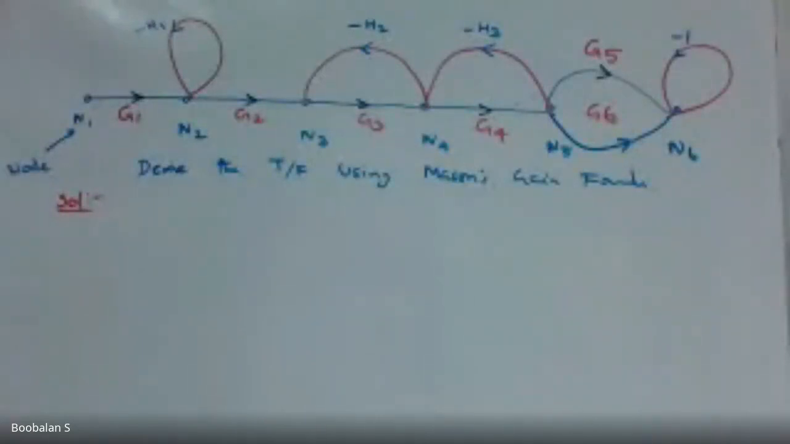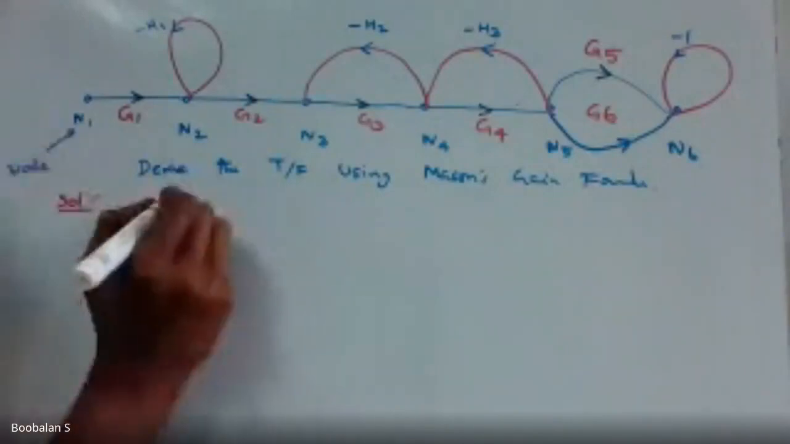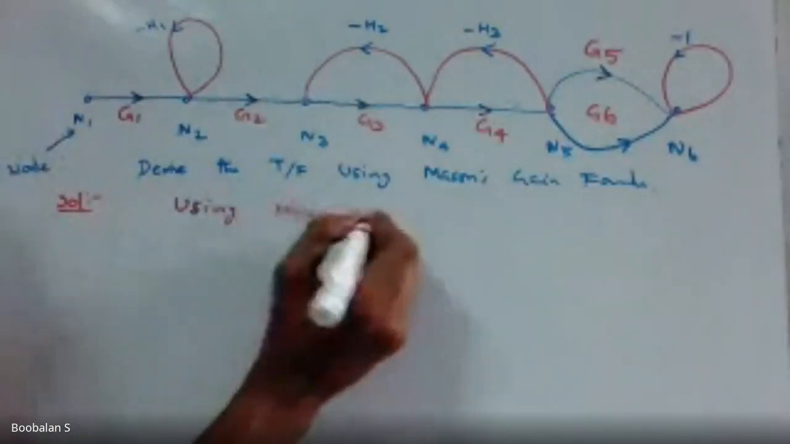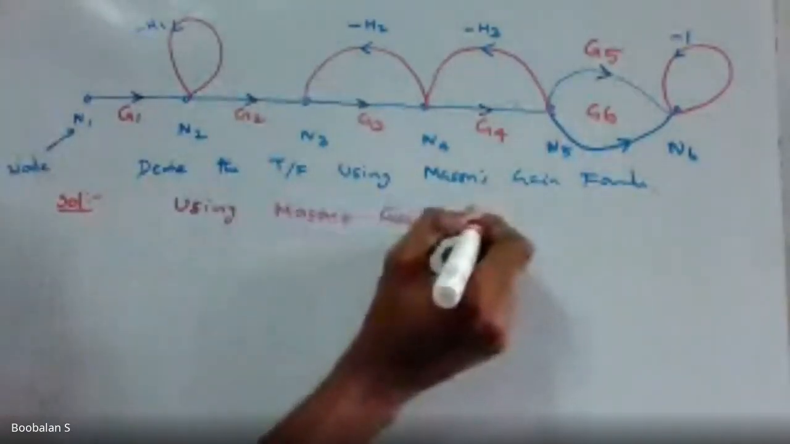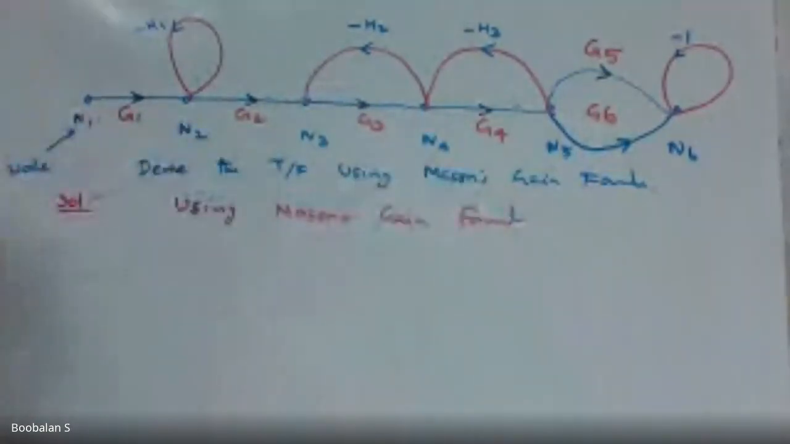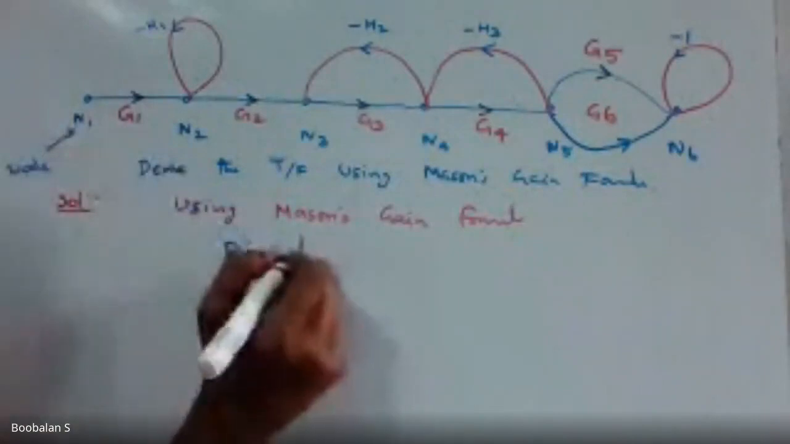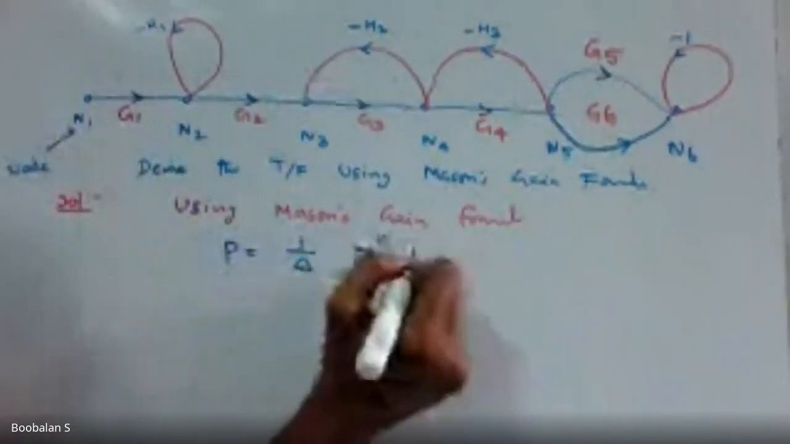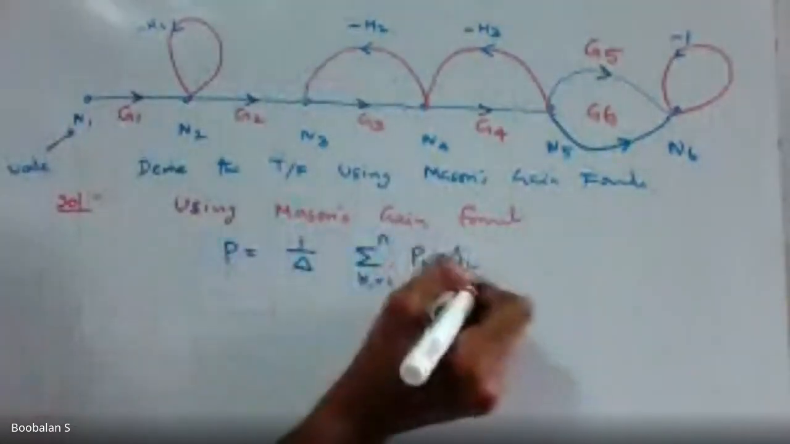Now, derive a transfer function using Mason gain formula for a given signal flow graph. This is a question, right? So using Mason's gain formula, we need to write it. What is that formula? P equal to 1 by del, summation over k equal to 1 to n, P suffix k del suffix k.